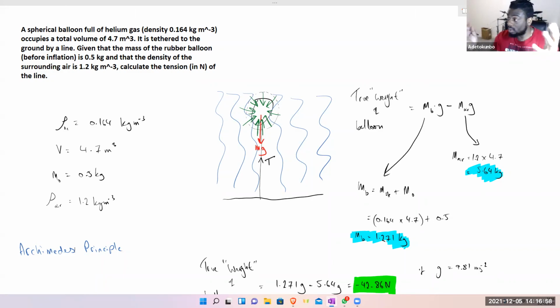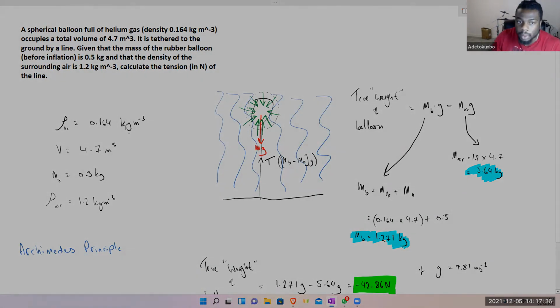Because the balloon has a volume, it has pushed out some air from where it was before. The air is trying to push back in, and it ends up lifting it up. The tension here is basically the mass of the balloon take away the mass of the air, everything multiplied by g. And it's negative because it's acting against gravity. Forces can be negative. It just means that the direction is opposite. That's all it means. Yeah. All right.